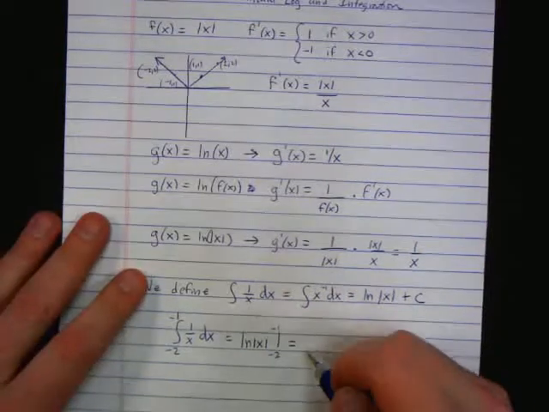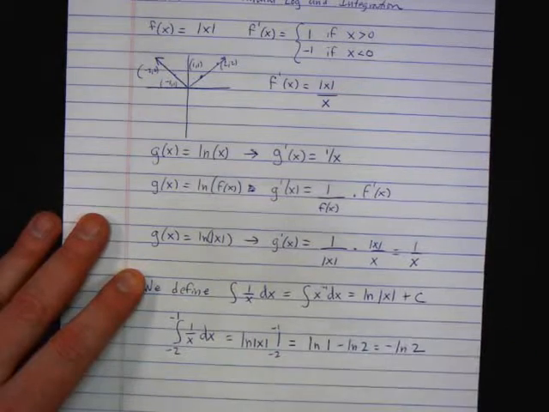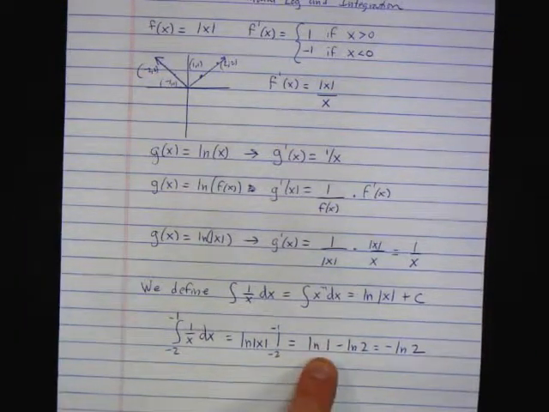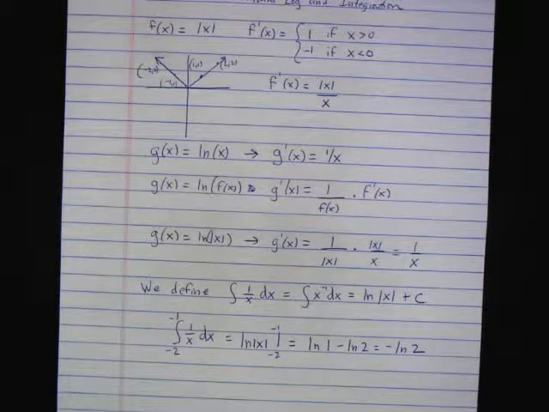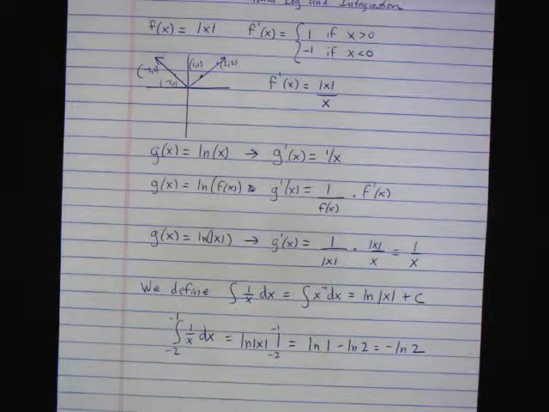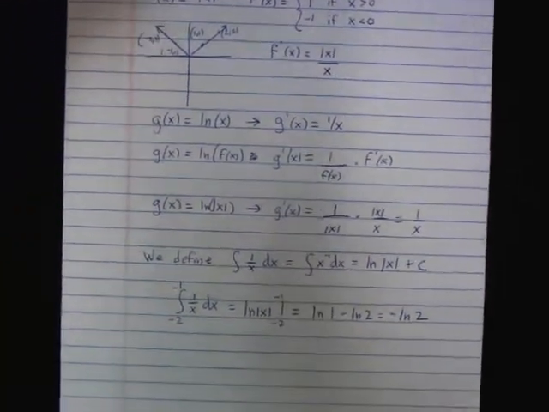Okay. Anyway, so this would be ln of 1 minus ln of 2, which would be minus ln of 2, because ln of 1 is a nice number, ln of 1 is 0. Okay? So that's why we want to slip that little absolute value thing in there. That little absolute value allows us to have definite integrals where we have negative values. Questions on that? All right, well, this leads to some nice things.